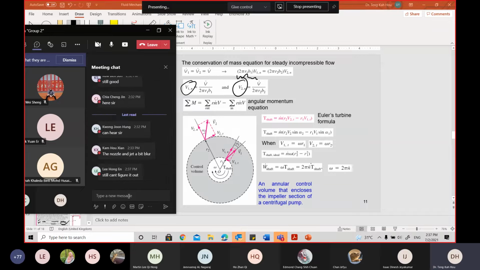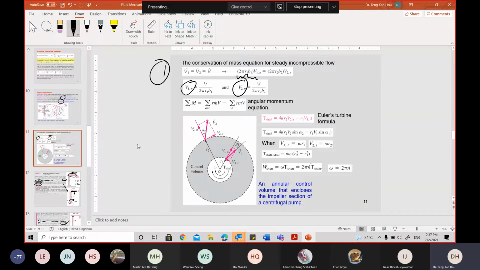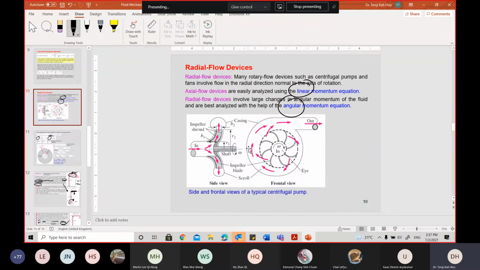Okay, still can't figure out yet. Anyone figure out why this cross-sectional area? B is the width. Yep. But why is it 2 pi r1 b1? Is it due to the shear force? Due to the shear force? What do you mean? Shearing force. Shearing force. Oh, okay. In fact, no.